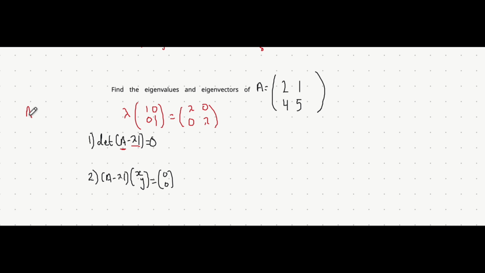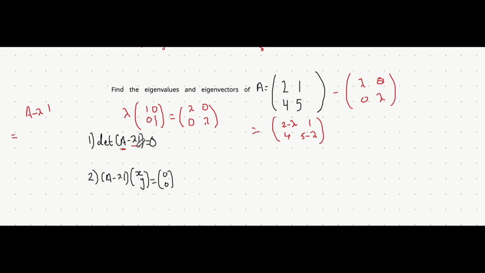Now, A minus lambda I is what you get when you take the matrix A, that's given to you in the question, and you subtract from it lambda I, so lambda, 0, 0, lambda. When you do that, 2 take away lambda is 2 minus lambda. 1 take away 0 is 1. 4 take away 0 is 4. And 5 take away lambda is 5 minus lambda.